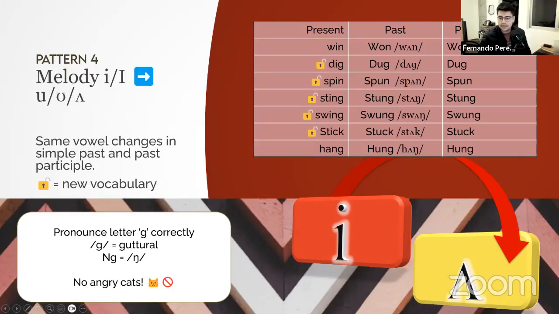E-A, E-A, E-A. Okay? There are a lot of new verbs with this melody. The easy one is win. Probably the intermediate one is hang. Who is familiar with the word hang?